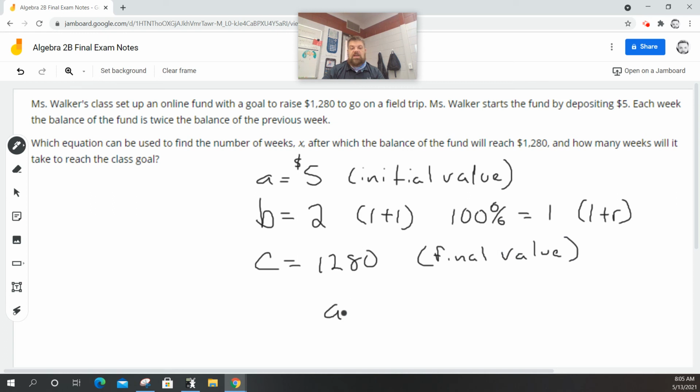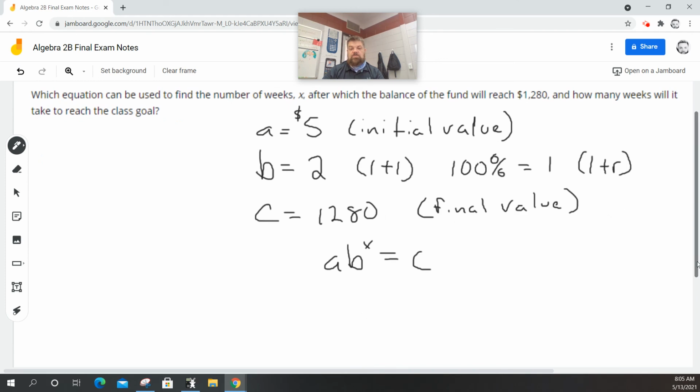So we're going to say A times B to the X equals 1,280. Oh, my. Hold on, I'm getting ahead of myself. A times B to the X equals C. So now I just plug it in. So the first part is 5 times 2 raised to the X is equal to 1,280. So that's the first part.